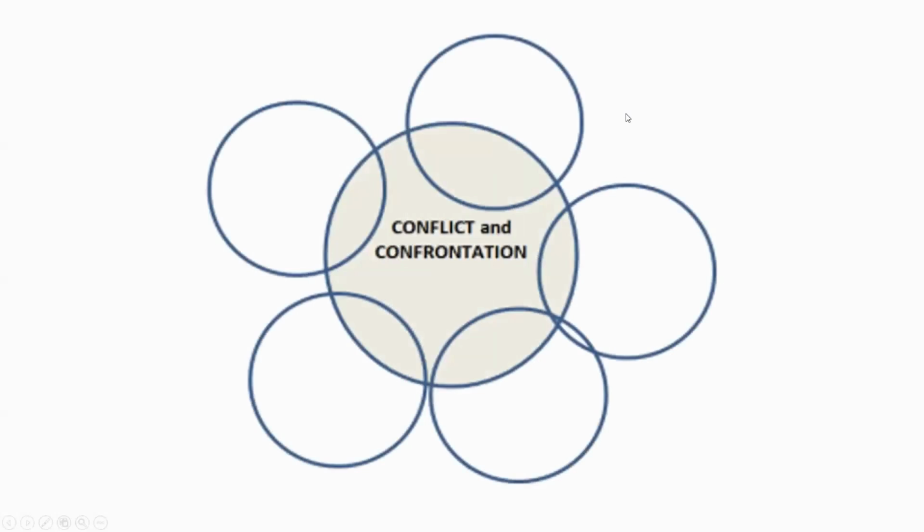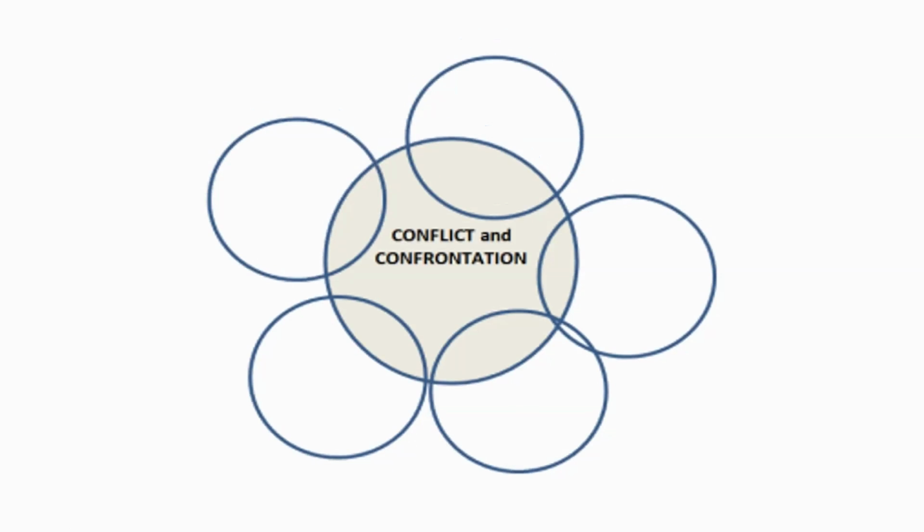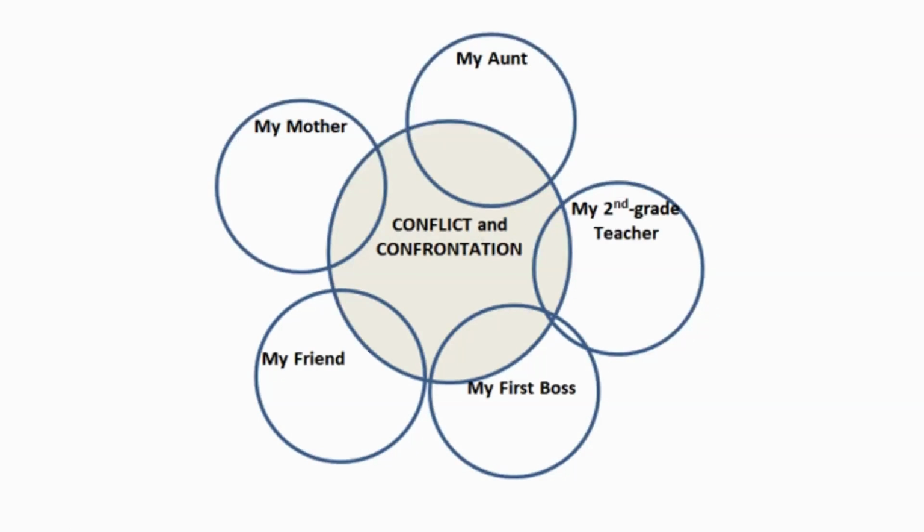Now, here's an example of how the loyalties map can help. Imagine that you have an issue at work with confronting your employees about their lack of initiative. You can put conflict and confrontation in the middle of the diagram and think about the people in your life from whom you have learned important lessons about conflict and confrontation. Those people come from different areas of your life. For example, from your family, maybe your mother; from your friends, your first boss, your second grade teacher, your aunt.